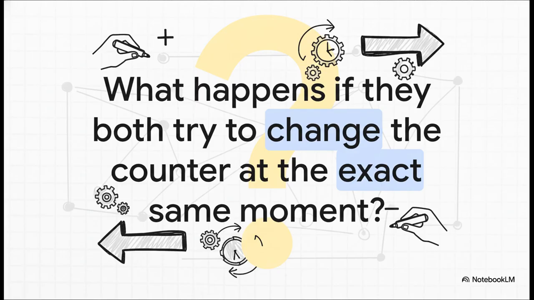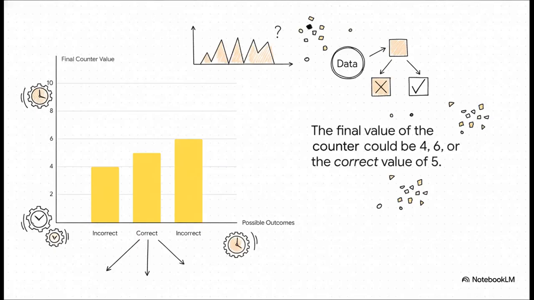Well, in the lightning-fast world of computers, it's not that simple. You see, here's the catch. A simple command like add 1 is actually made up of several microscopic steps for the computer's processor, and the timing of those tiny little steps can overlap in really weird ways. This means the final value of our counter could be 4, 6, or the correct value of 5. Two of those three outcomes are just plain wrong, and that's how you get data chaos.